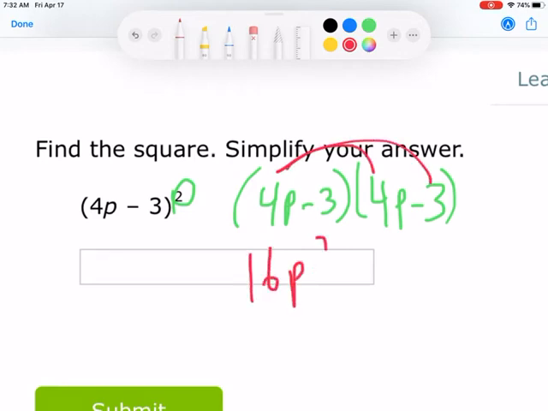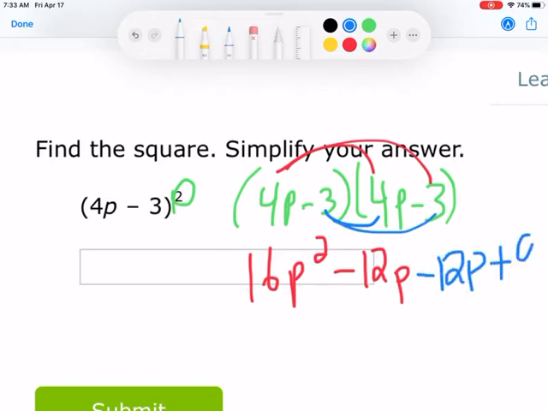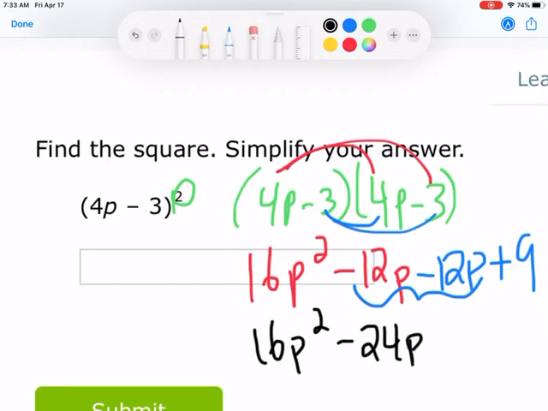16p squared minus 12p. Alright. And then distribute the 3. Boom, boom, boom. Again, minus 12p, plus 9. Negative times negative. So these two guys right here in the middle, they combine. So we get 16p squared minus 24p plus 9. That would be your answer.